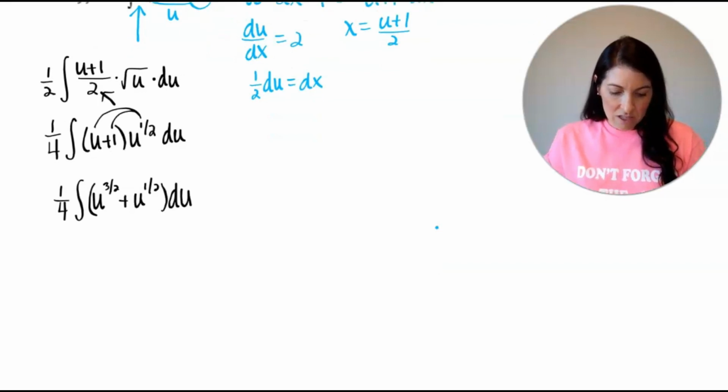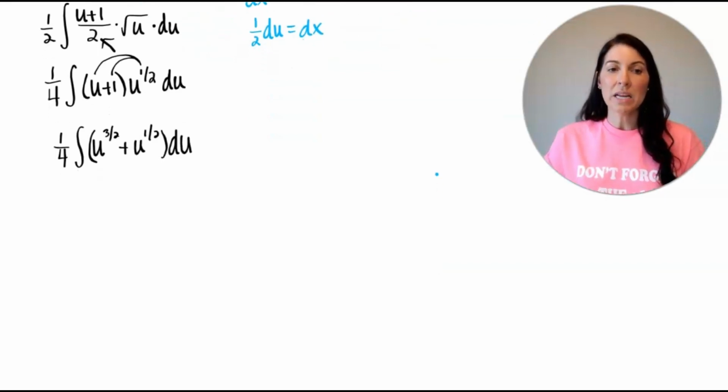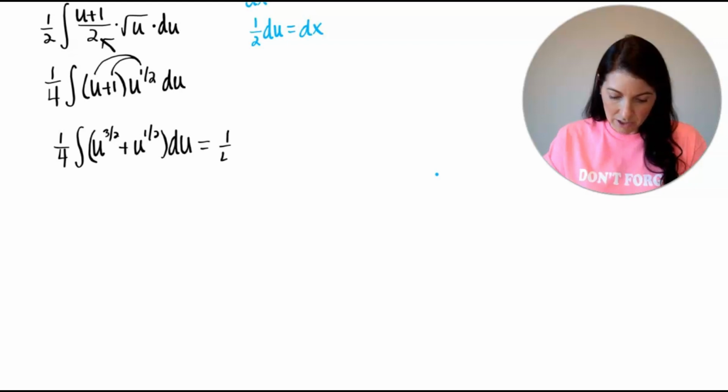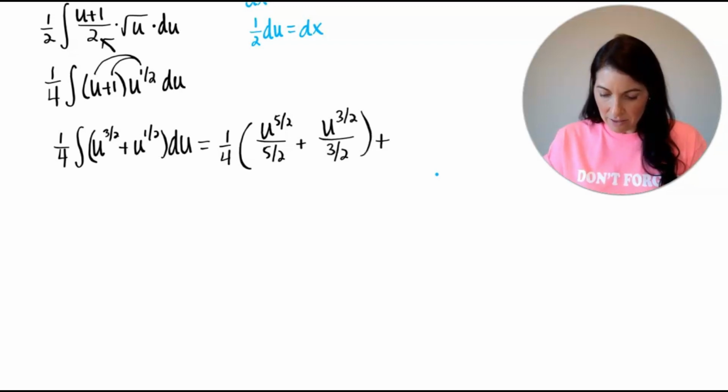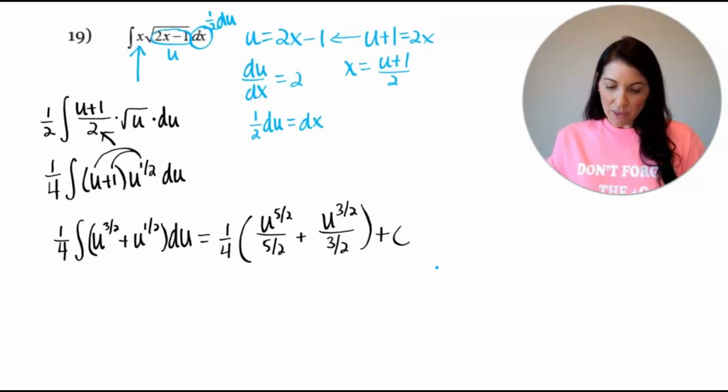And now I can use the power rule for integrals, which means I can add 1 to the exponent and divide. Let's try that again. u to the 5/2 divided by 5/2, and then plus u to the 3/2 divided by 3/2, and then plus c. So a couple things I'm going to do now.